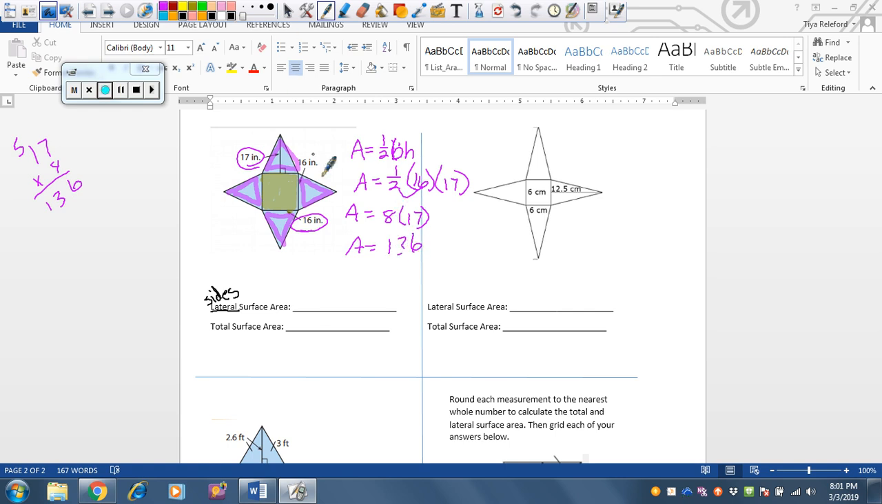Now remember, that's one triangle. You have 4. So you need to multiply 136 times 4. 544, is that right? I think so. It might not be right. Don't trust me. I did it in my head, so you know that's shady business right there.